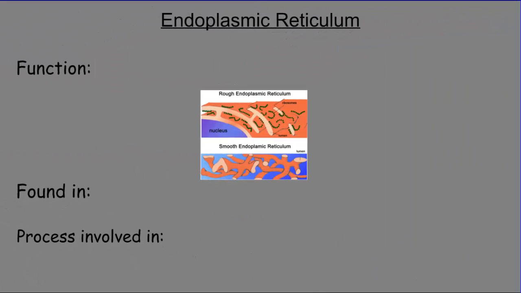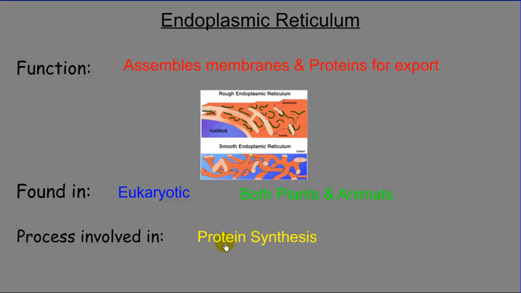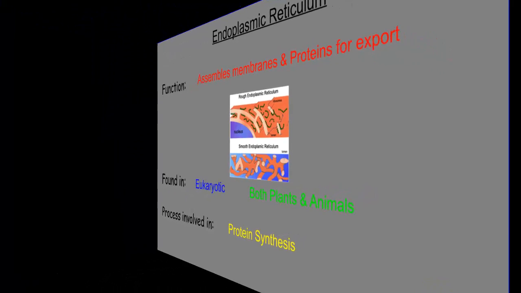The endoplasmic reticulum's job is to assemble membranes and proteins for export. It also provides some structure within the cell where we can move some of these things as well. You can see a picture in the middle of the screen here. Sometimes you see it right outside the nucleus, and you can see it's like a highway system, kind of a folded up membrane system with the ribosomes attached to it. Sometimes it's out in the cell away from the nucleus a little bit and looks like little tubes. They're found only in eukaryotic cells, and both plants and animals have them. The process it's involved in for our discussion is going to be protein synthesis.